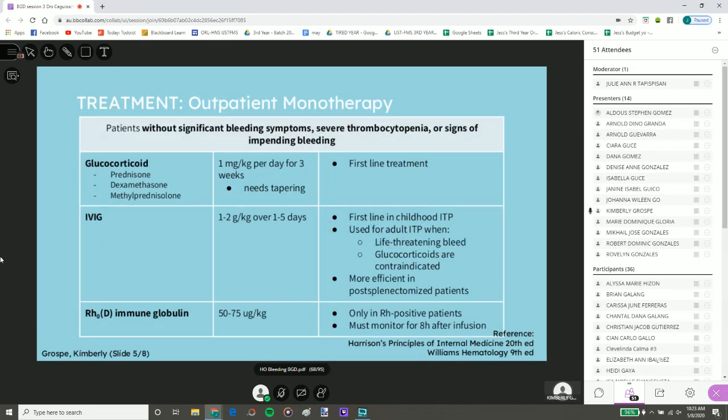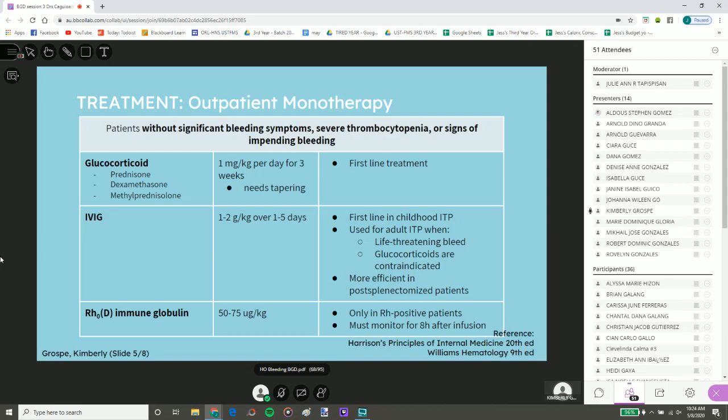Next, for patients with platelet counts lower than that, but without significant bleeding symptoms, severe thrombocytopenia, or signs of impending bleeding, these may be managed as outpatients using single agents. Glucocorticoids, particularly prednisone, have been used as first-line treatment for increasing platelet count. In 2/3 of patients, platelet counts can increase to greater than 50 times 10 to the 9th within 1 week. Overall, patients usually respond within 3 weeks, so the recommended dosage is 1 milligram per kilogram per day for 3 weeks with dose tapering. If they do not respond after 3 weeks, other therapeutic options should be considered.